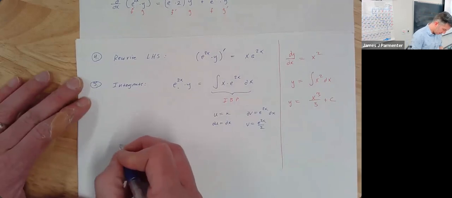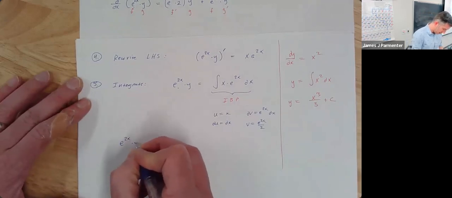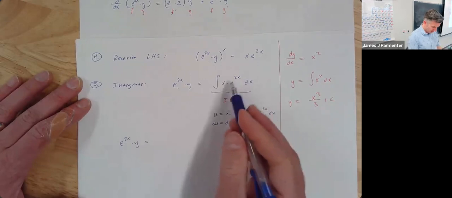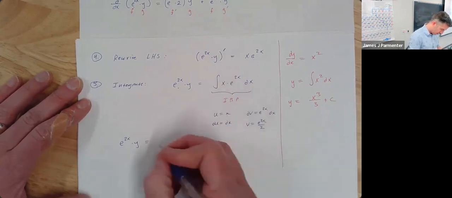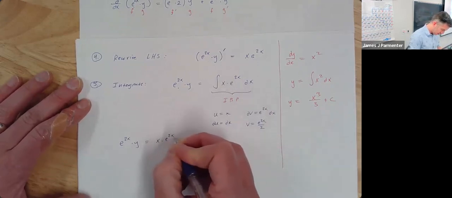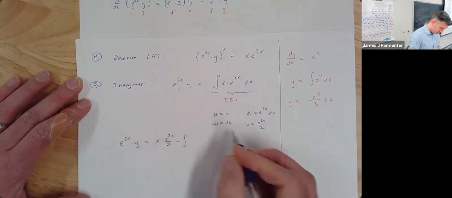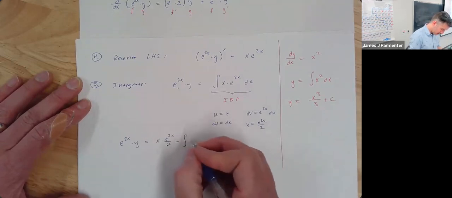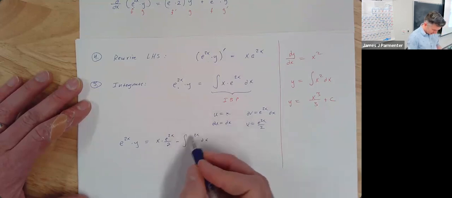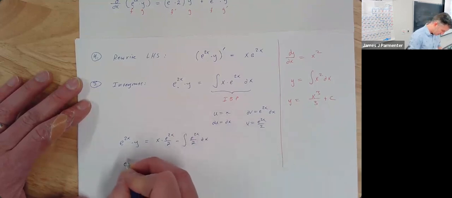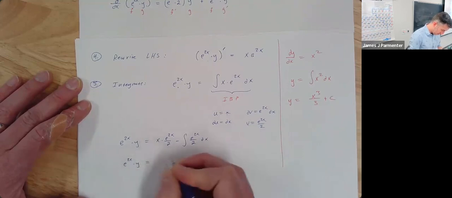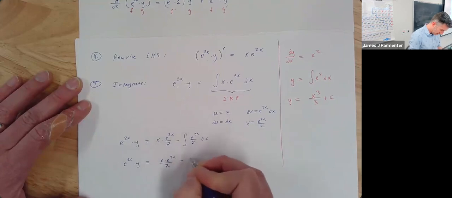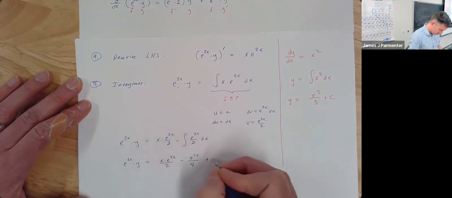So integrating it, the left-hand side is still e to the 2x times y. The integral of the right is going to be u times v, so x times e to the 2x over 2, minus the integral of v du, which is e to the 2x over 2 dx. And then actually integrating that, we get that e to the 2x times y is equal to x times e to the 2x over 2 minus e to the 2x over 2 times another 2, plus c.